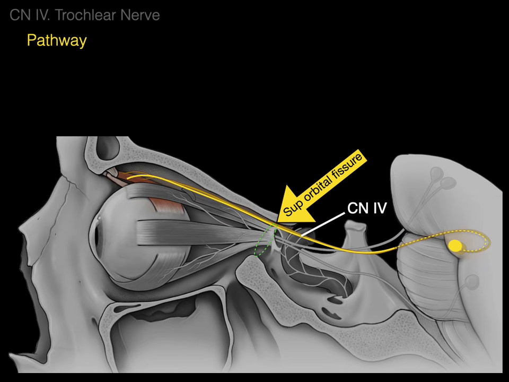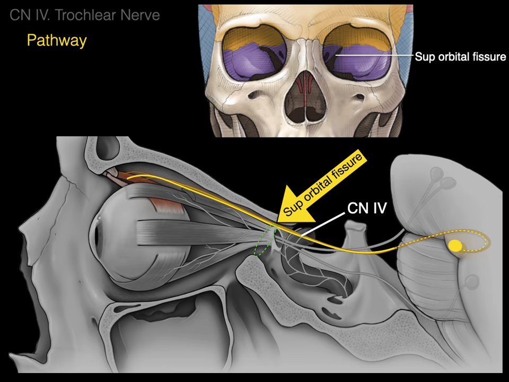The superior orbital fissure is how the trochlear nerve gets into the orbit. There's the superior orbital fissure, along with cranial nerves 3, 4, V1, and 6.